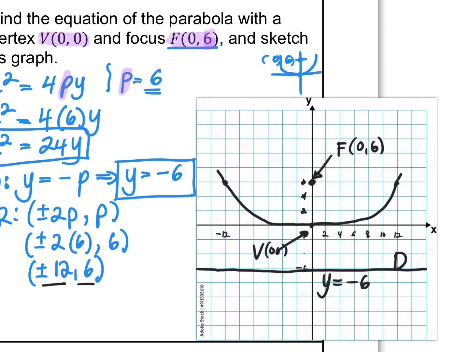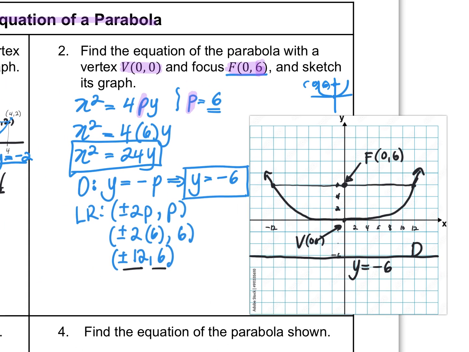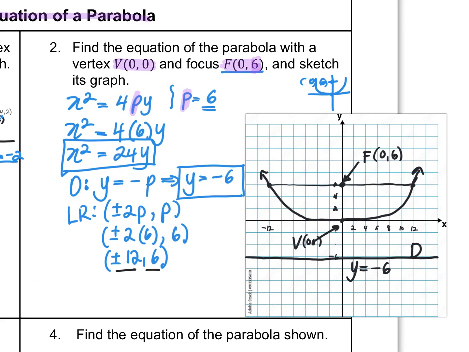Take note once again that the latus rectum is going to tell you how wide it will be, when it comes to the size of your graph. Let's not forget to put that arrow in there. So this is now the graph of our parabola with the equation x squared is equal to 24y.